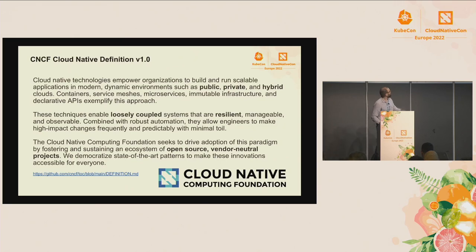All right, the first paragraph: the cloud native technologies empower organizations to build and run scalable applications in modern, dynamic environments such as public, private, hybrid. It means that cloud native technology is universal for public, private, hybrid cloud. For the banking and insurance industry, this is very interesting because thanks to it, we are independent from the type of the cloud.